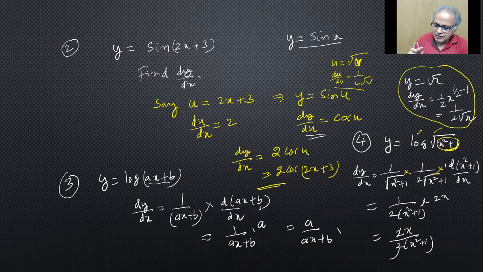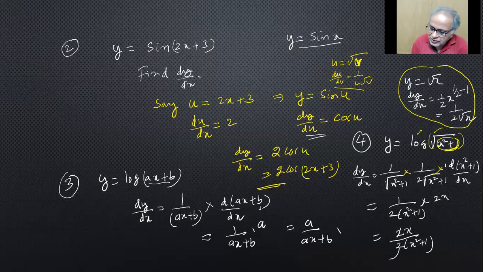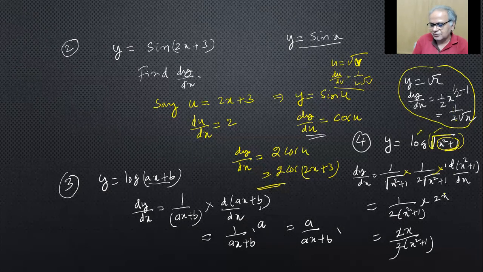Are you listening to me? Look, sir, this is log function. 1 by this thing. Root function's derivative is 1 by 2 root x. X square plus 1 derivative is 2x.